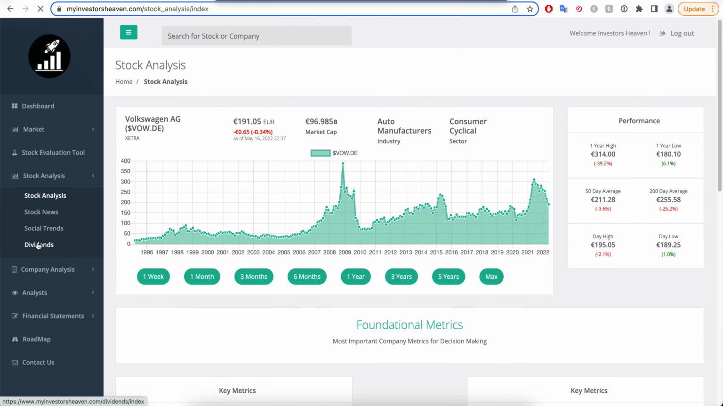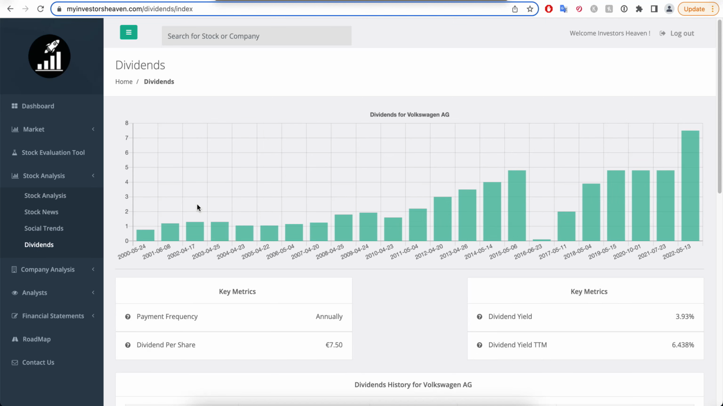And we can see the dividends module here, which is a breakdown of the dividends that the company is paying. You will see these are yearly dividends that the company is paying, so it's annual. And 7.5 dividend per share is what it is, which is about 3%, almost 4% of its current stock price.